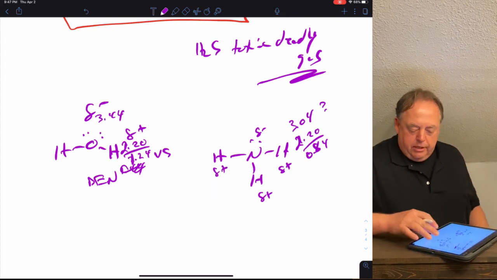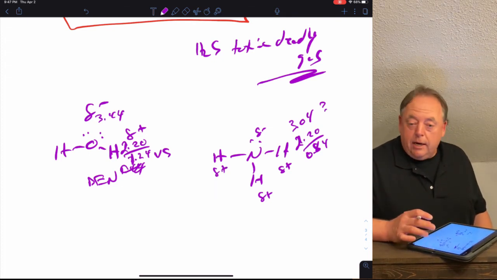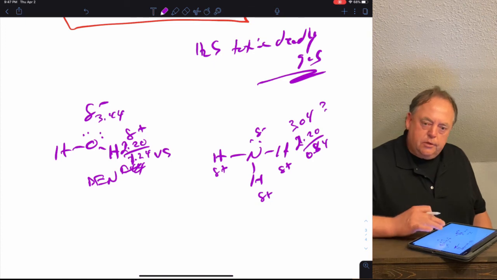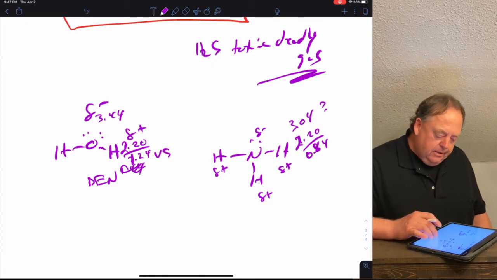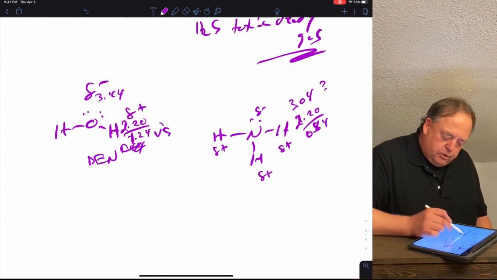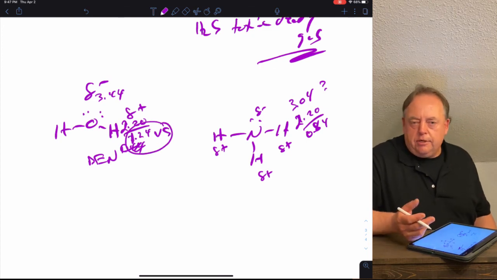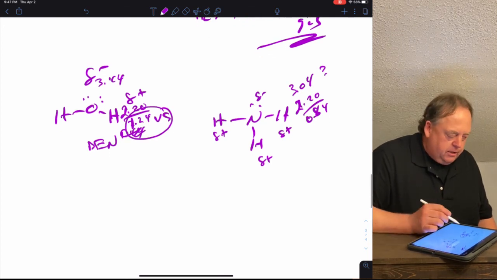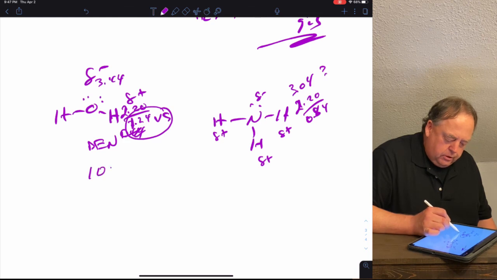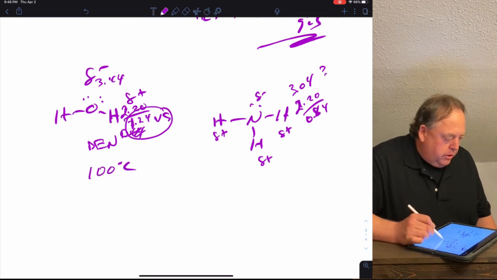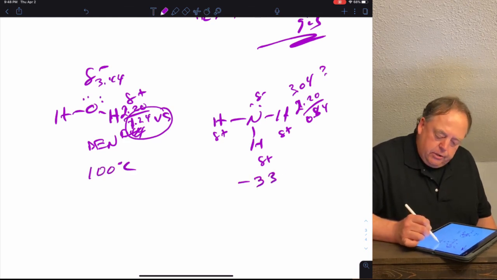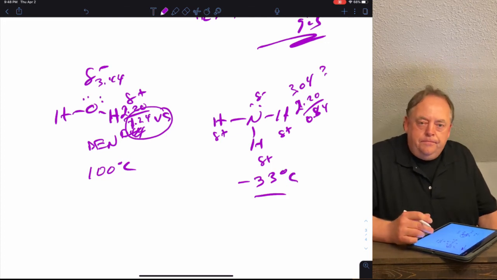So even though ammonia can make more hydrogen bonds, each one is weaker than OH's hydrogen bonds because of the bigger difference in electronegativity. So water can make stronger hydrogen bonds, and that's going to be reflected in its boiling point. Water's boiling point is 100 degrees Celsius, whereas ammonia is negative 33 degrees Celsius. So it's also a gas at room temperature.